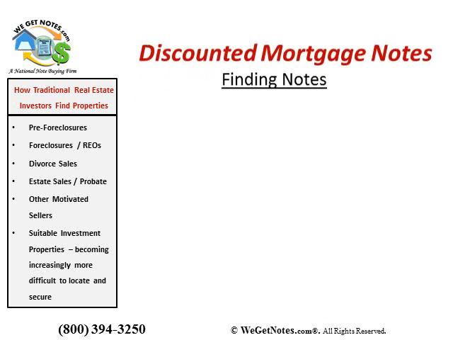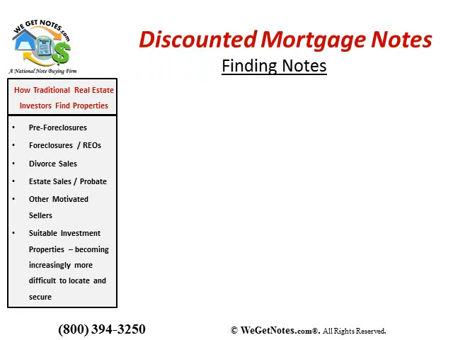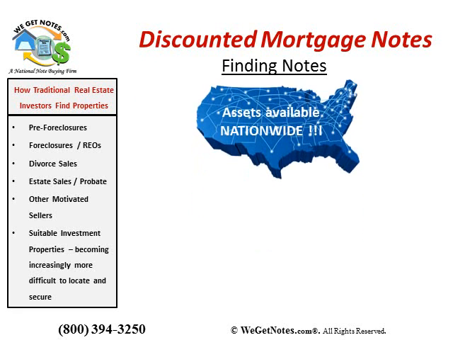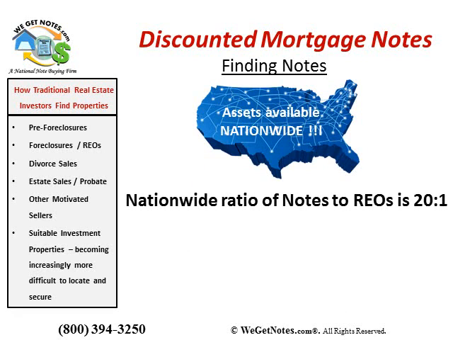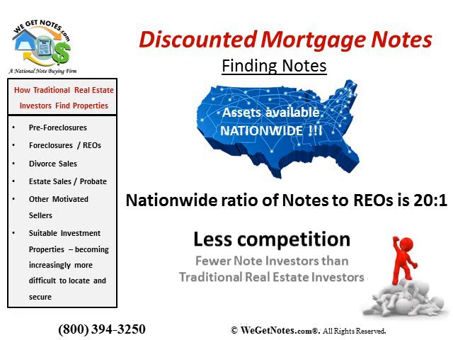The discounted note investor, however, has no such problem. Assets are available nationwide, and the nationwide ratio of notes to REOs is 20-1. The discounted note investor has much less competition as compared to the traditional real estate investor.